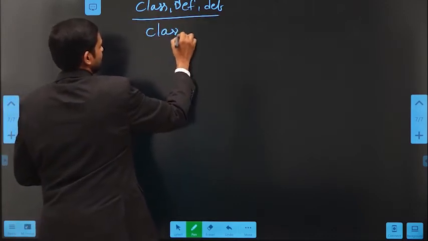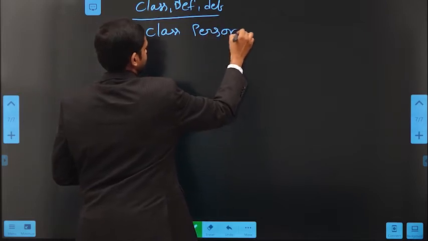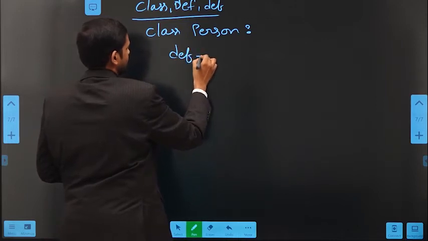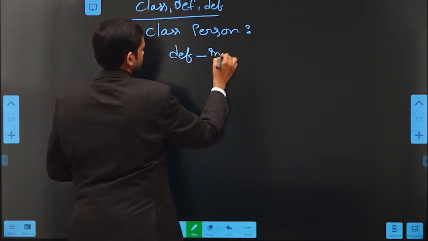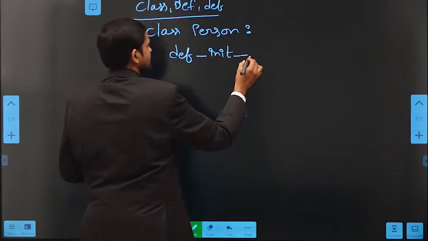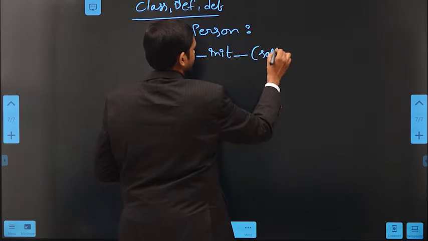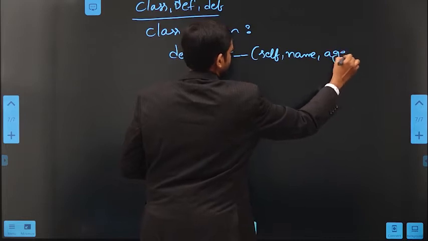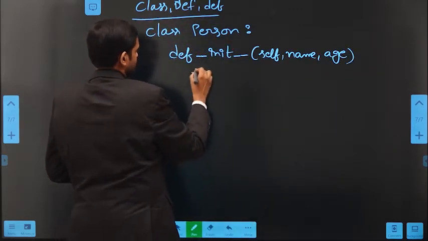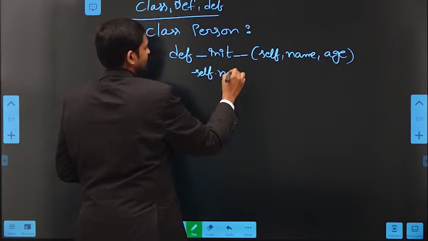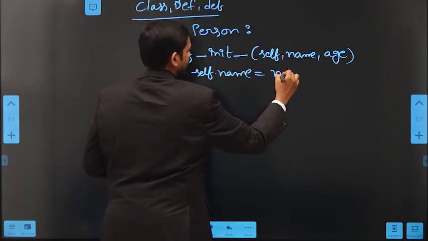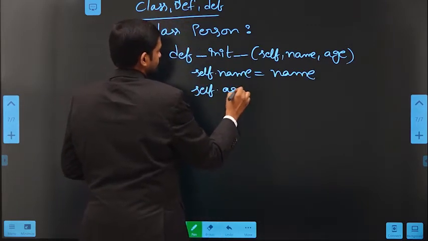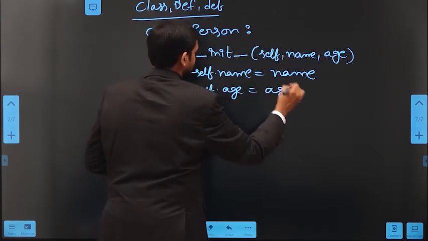Class Person. def __init__, it's nothing but the constructor. Self is the current object, name, age. self.name = name, self.age = age.